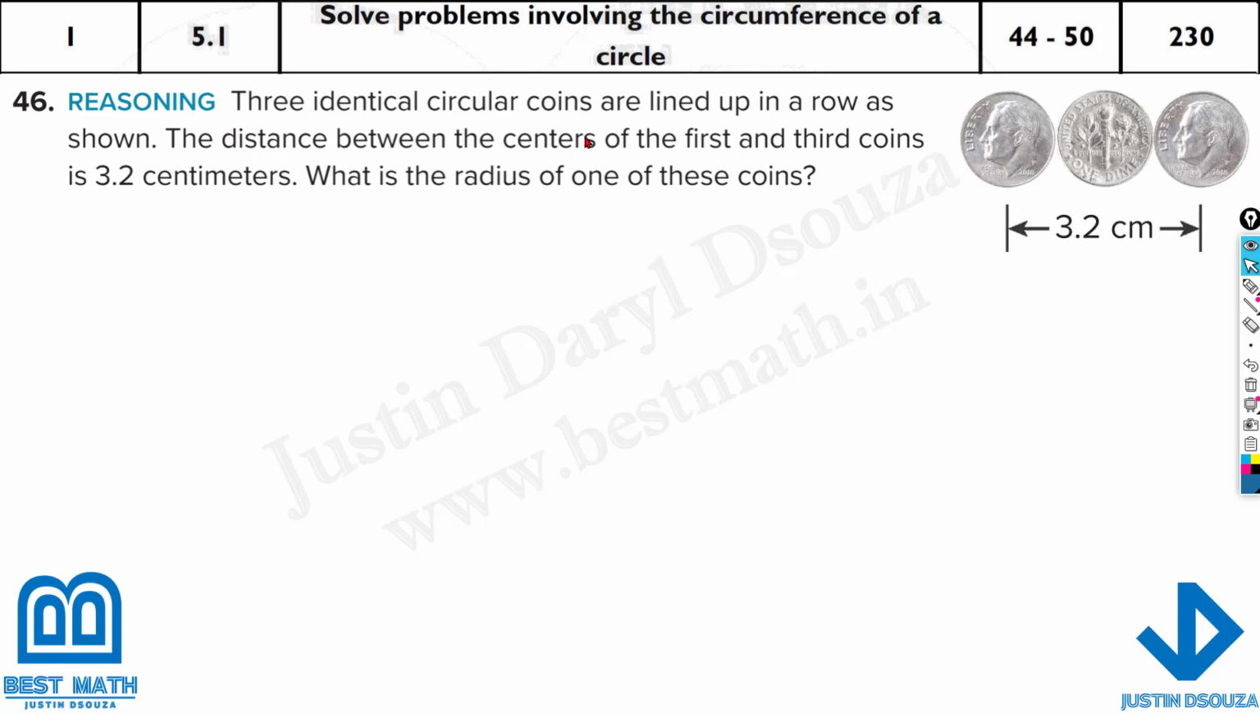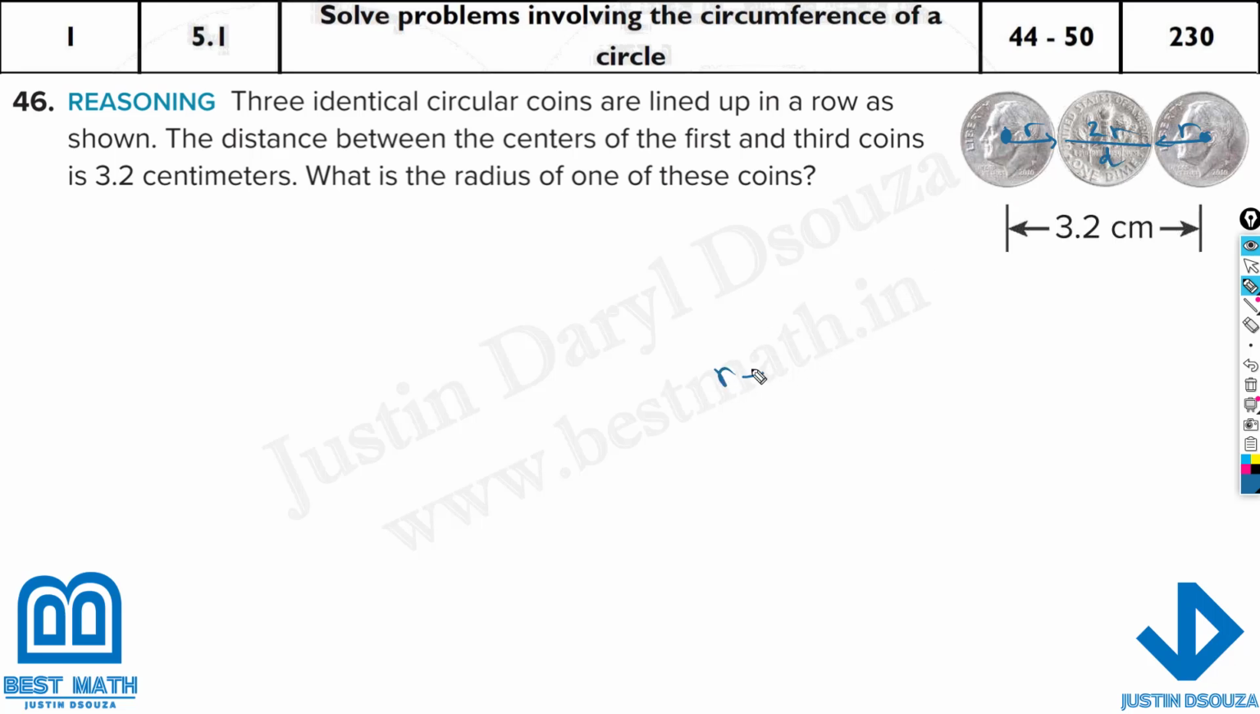3 identical circular coins are lined up in a row as shown over here. The distance between the centers of the first and the third coin is 3.2. What is the radius of these? Now look over here, they have mentioned the centers. What is from the center to the end of the circle? It's the radius. Here also we have the radius. What about this? This is the diameter, or we can say it's 2 times the radius.